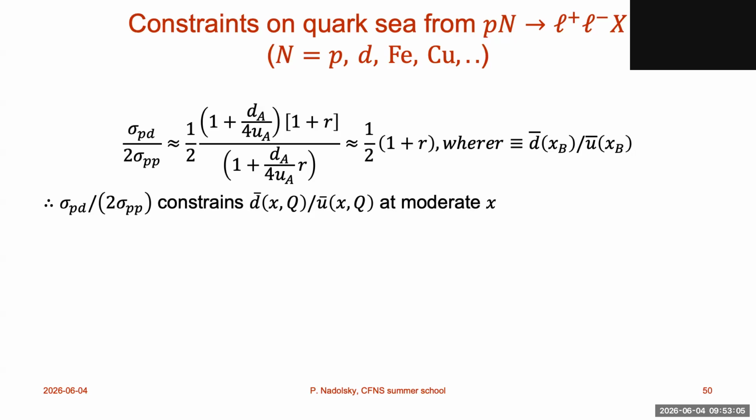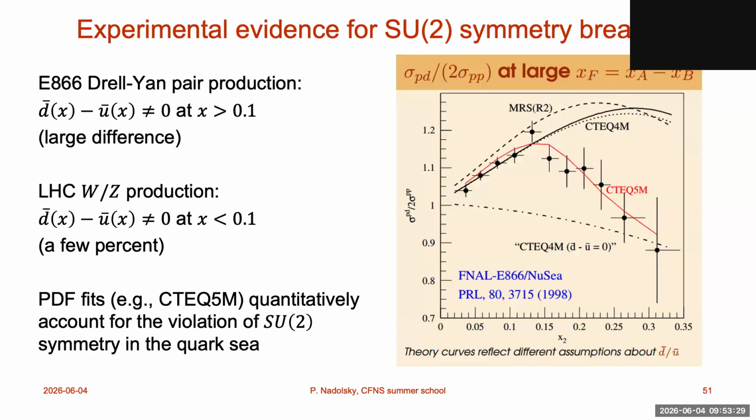So you can see that you can measure a quantity which is called R, which is simply D bar over U bar at large XP, right? And large XP can be of order 0.1. Okay, so therefore these experiments measure this quantity, the ratio of the proton-deuteron to twice the proton-proton cross section, and they can determine the ratio of U bar and D bar.